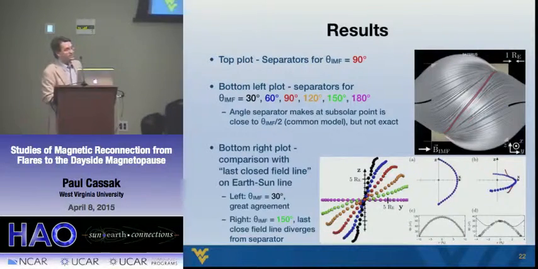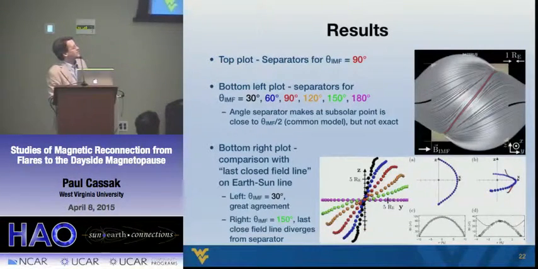Then we did that for a number of different orientations of the interplanetary magnetic field. Interestingly, it basically just rotates, which we were a little surprised at. We thought the shape might change a little bit, but it didn't really do that. Then all I wanted to show with this plot is that a common technique people had used previously to get close to a magnetic separator is to use the last closed field line on the Sun-Earth line. You start at Earth and look at the topology of the field, and it's closed, closed, closed, and then all of a sudden you get out into the solar wind. Right where that changeover happens, that's where the separator is.